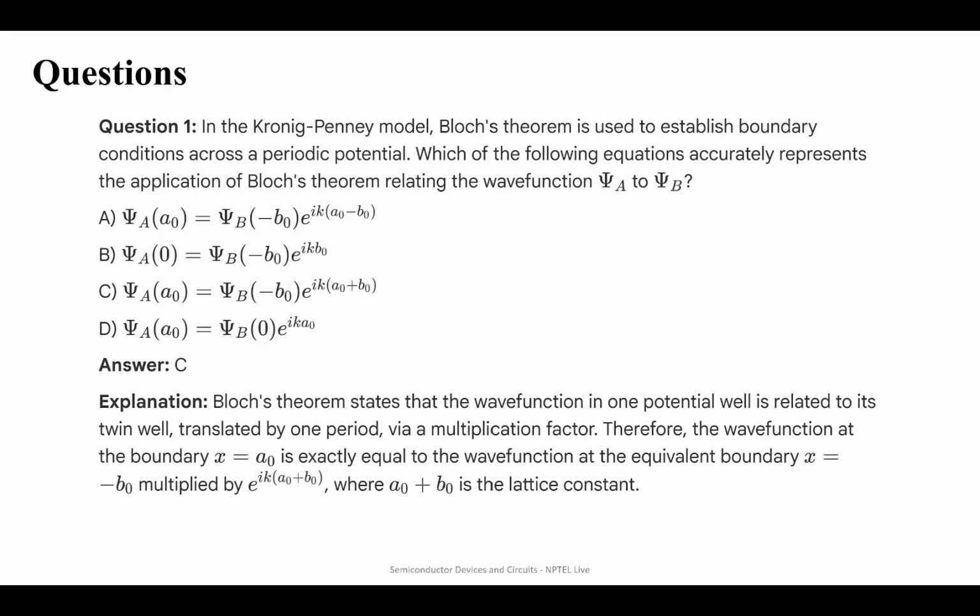Now, what is the gap between a naught and minus b naught? That would again be a naught plus b naught. So a naught and minus b naught are equivalent points separated by one period. Hence the correct answer would be C. The wave function at the boundary x equals a naught is exactly equal to the wave function at the equivalent boundary x equals minus b naught multiplied by e power iota k a naught plus b naught, where a naught plus b naught is the lattice constant. Hence the correct answer is C.